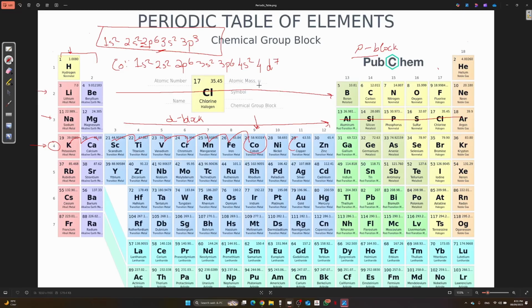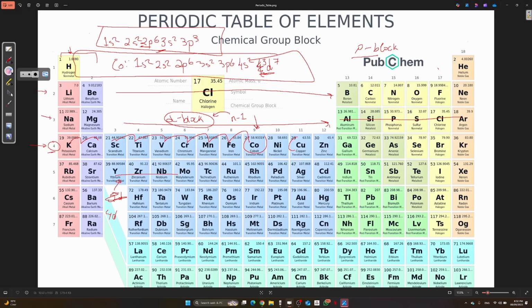Why? Because when you write the D block, you always have to write it as n minus 1. So if you're on the fourth row, you won't write 4D, you'll have to write it as 3D. If you're on the fifth row and you're in D, are you going to say 5D? Never. You're going to make it 4D. So always you have to subtract 1 from the D block. Now you know how to write an electron configuration.